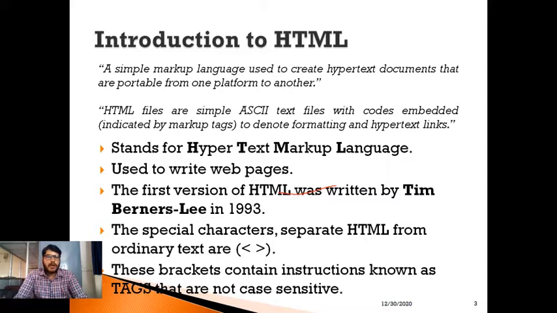The first version of HTML was written by Tim Berners-Lee. He is the person who invented HTML. The first version he wrote was in 1993. In 1993, he wrote the first HTML program, the first version of HTML.